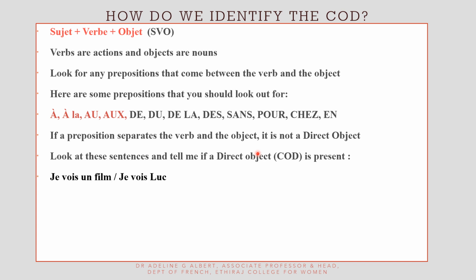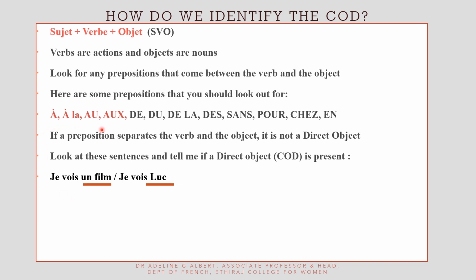Look at the first one. Je vois un film. Je vois Luc. Subject, verb, object. Is there any preposition in between your verb? Your verb is VOIS, it means see. Is there any preposition? Here you have all the prepositions I've written for you. So do any of these words come in this sentence? The answer is no. Direct object, there's no preposition.